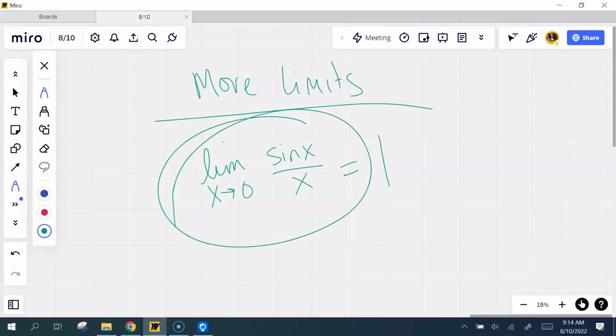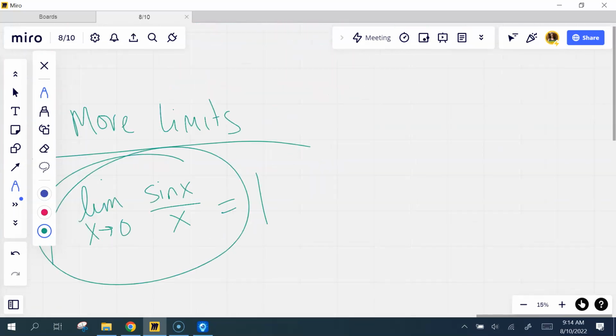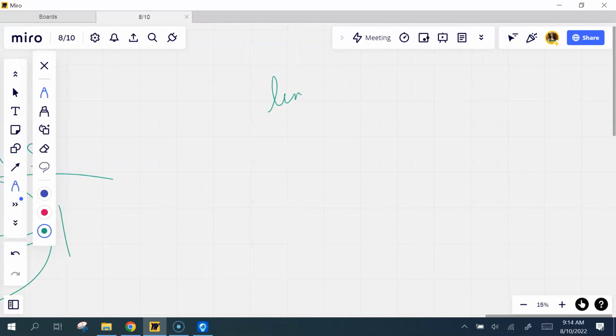I would highlight that one because it keeps coming up. So now let's use that and let's see if we can do a little non-calculator algebraic manipulation to find, remembering this, tell me what you think the limit as x approaches 0 of tangent x over x might be, without graphing. We'll graph it in a minute and I'll prove it to you.